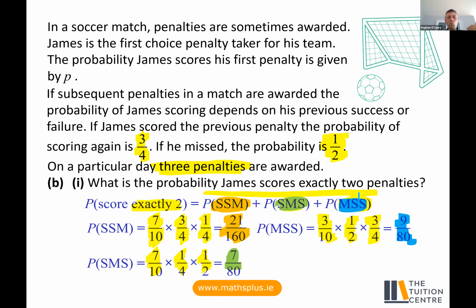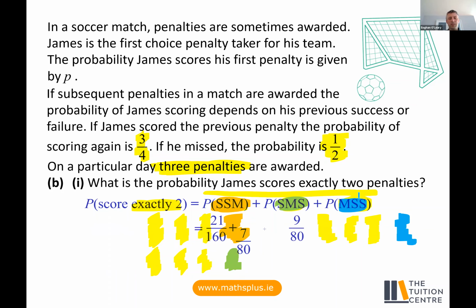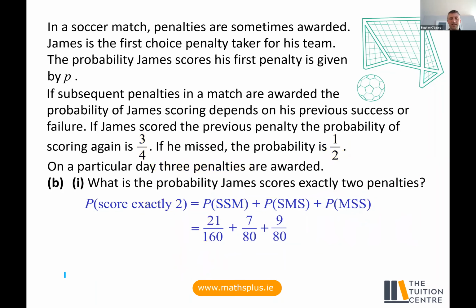It can be situation 1, situation 2, or situation 3. So I'm going to add those three numbers together, and I'm going to get my final answer. And my answer is 53 over 160. And again, that was another 10-mark question.